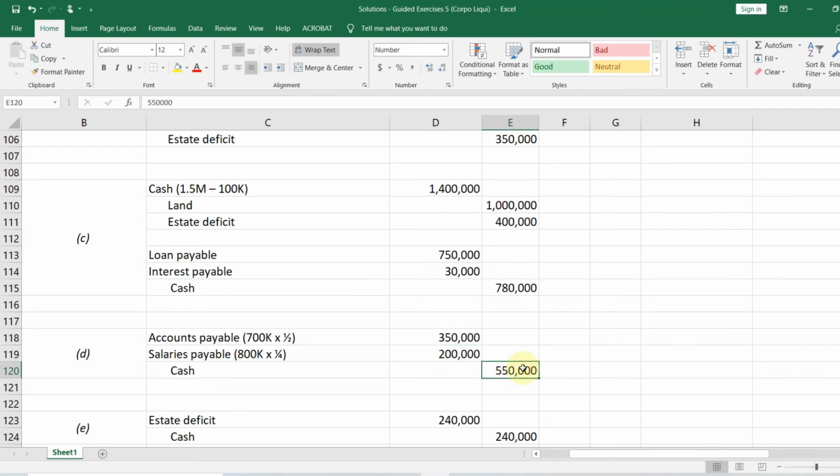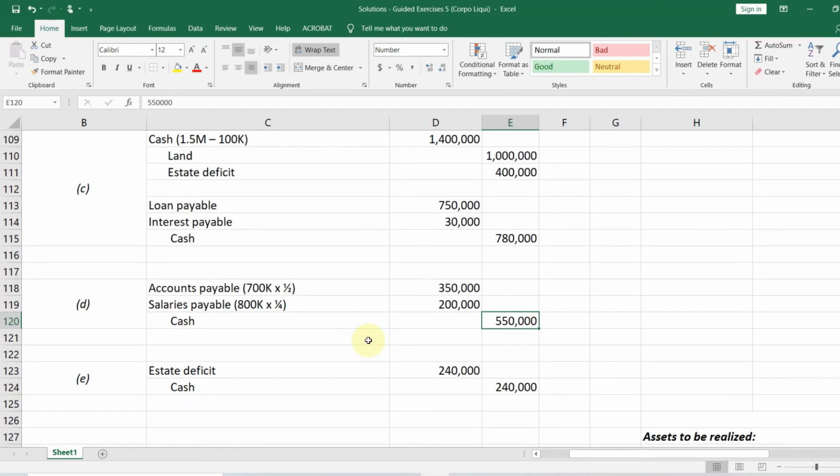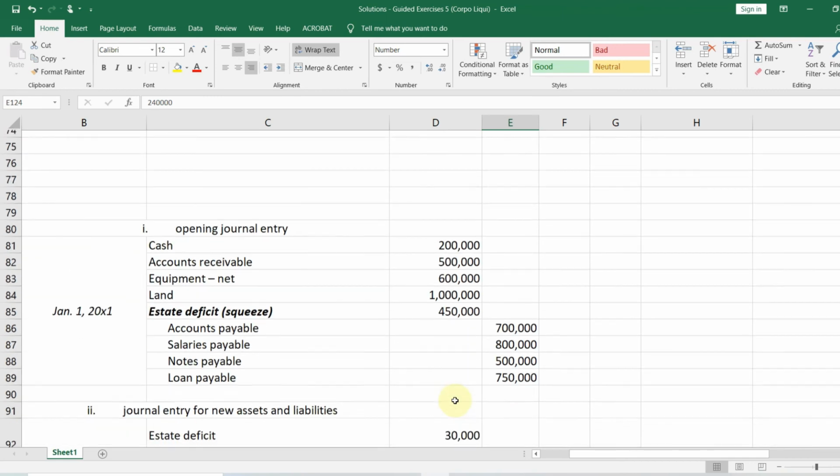Okay? So, ganun lang. Then, last one is liquidation cost of 240 were paid. Additional 120 are expected to be incurred in 20x2. So, yung i-record mo lang is actually the 240,000. So, sa estate deficit mo siya ipasok, debit estate deficit, and then credit cash of 240,000. Okay? So, ganyan po mag-journal entry.